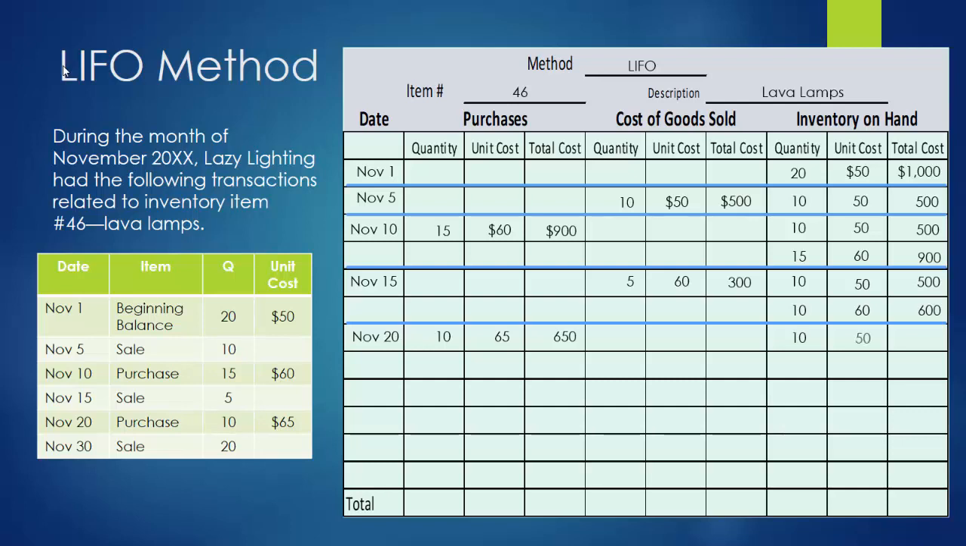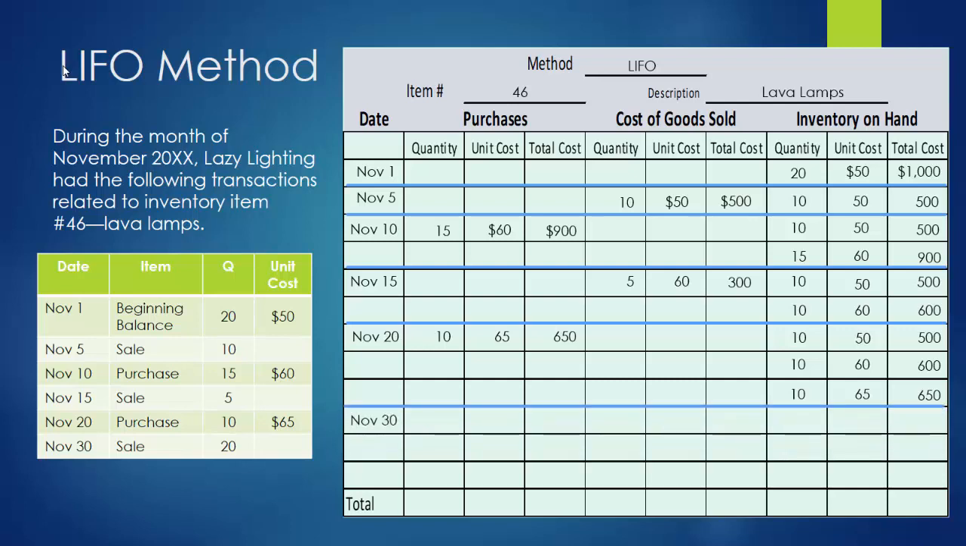We have 10 $50 lava lamps, total cost of $500. We have 10 $60 lava lamps with a total cost of $650. And we just made a purchase of $65 lava lamps that we're going to make a new layer for. So let's add our 10 $65 lava lamps with a total cost of $650 to our inventory layers.